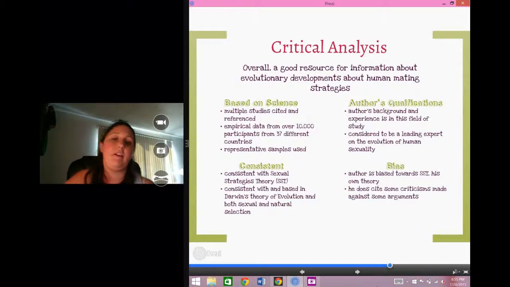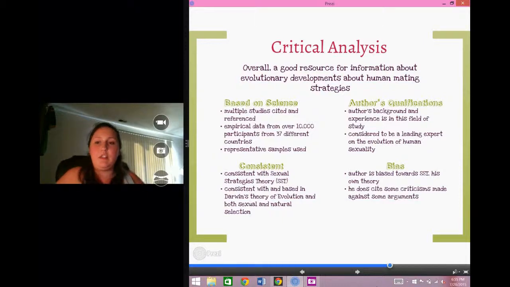It's also consistent with, obviously, his sexual strategies theory, consistent with Darwin's theory of evolution, both sexual and natural selection, and consistent with what we've learned in class about sexual strategies. The author is definitely qualified to give expert information on this topic. As I was explaining earlier in his background, this is what he does. This is what he researches. He's considered to be a leading expert in this field of psychology, human evolution, and human sexuality.